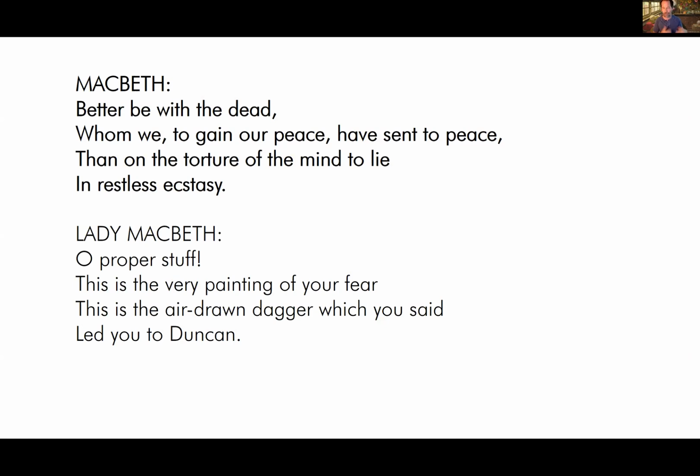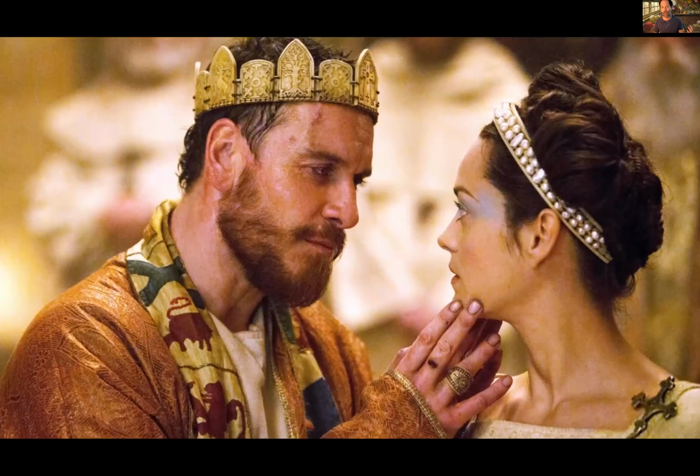And Lady Macbeth, the sober-minded one, points out, no. All this stuff that you're talking about, this is like the air-drawn dagger that you saw. You're hallucinating. Your mind needs to man up. You need to calm down. She even uses a metaphor: this is the painting of your fear. This is you allowing things to get to you, and you need to control them. And again, two characters get exactly what they want, and they can't enjoy it, right?